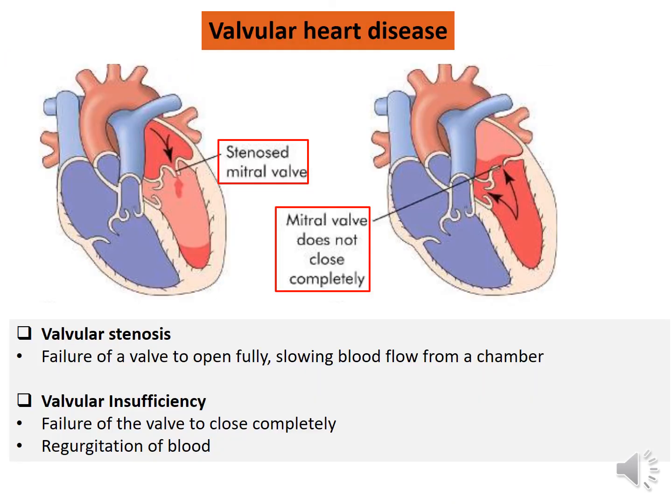After knowing the valves of the heart, we discuss some of the clinical aspects related to the heart valves. There are 2 conditions, stenosis and valvular insufficiency. I will explain these 2 from the figures. First we talk about the stenosis. In case of stenosis, the valve fails to open fully, due to which the blood flow to a chamber is very slow. So here you can see the stenosis in the mitral valve.